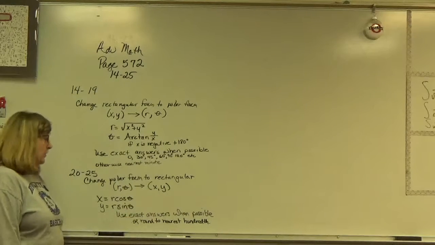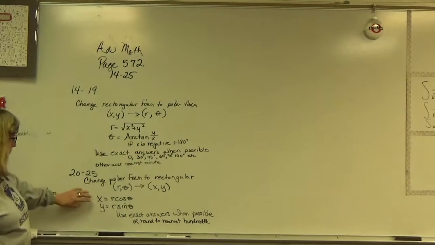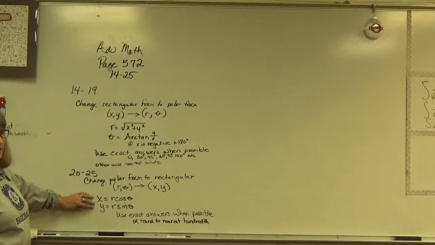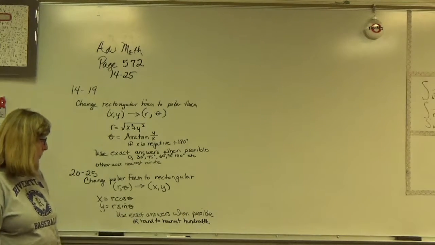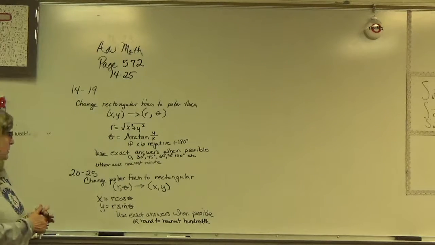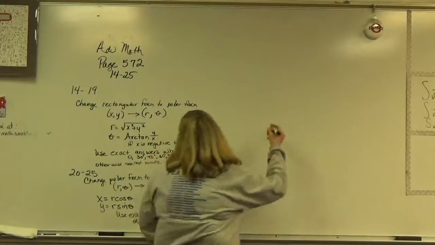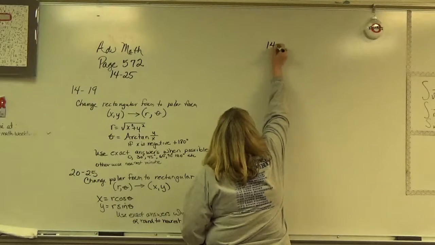On 20 through 25, you're going to be changing polar form to rectangular, so that means we're going back from r theta to x comma y. And the formulas for it are r times the cosine of theta and r times the sine of theta. And again, use exact answers whenever possible, round to the nearest hundredths if it doesn't come out nice. So first group, examples of 14 through 19.